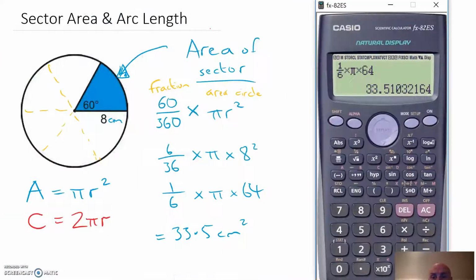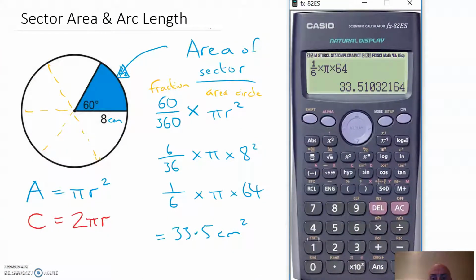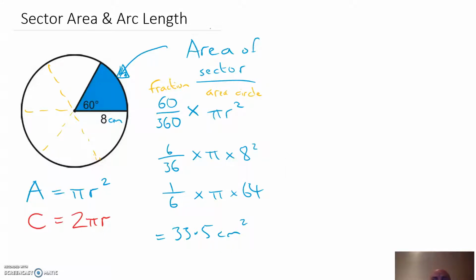Now you might prefer, instead of doing that calculation that way, to think of doing the pi times the 64 first. So pi times 64, press equals. Now rather than multiplying by a sixth, that's exactly the same as dividing by 6. So this time we've done the pi times the 64 first, then we'll divide by 6. We get the same answer. So just remember, multiplying by a sixth is the same as dividing by 6, whichever calculation you prefer. Right, so we've got the area of the sector.